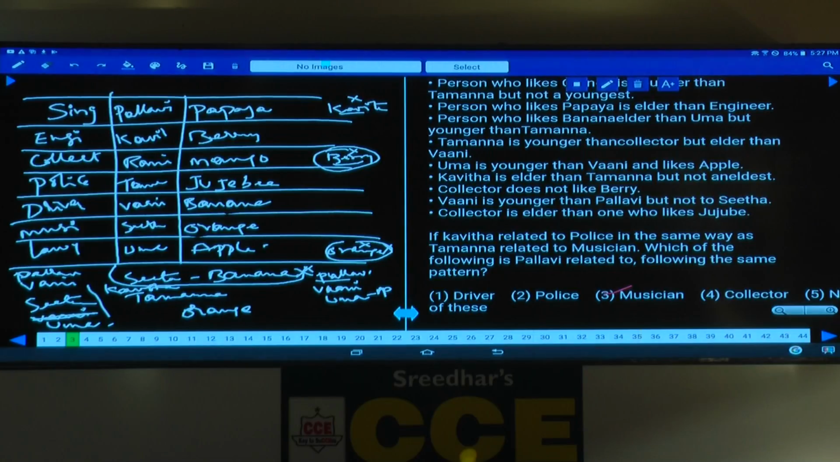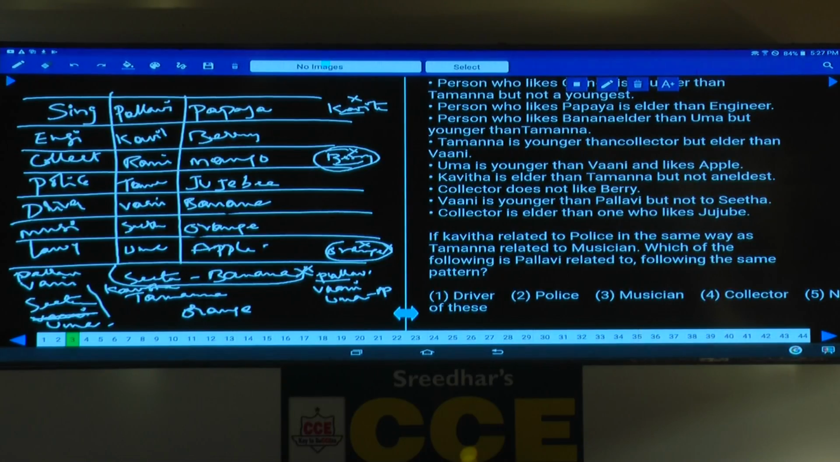Then question number 3. And if Kavita is related to police in the same way, then what is the relation between these two? There is one person between Kavita and police in the same way. And Tamanna is related to musician. And Tamanna and musician, how many persons are there in between these two?